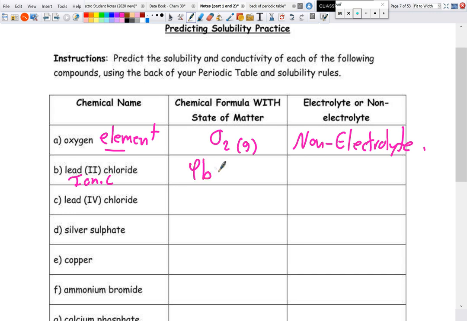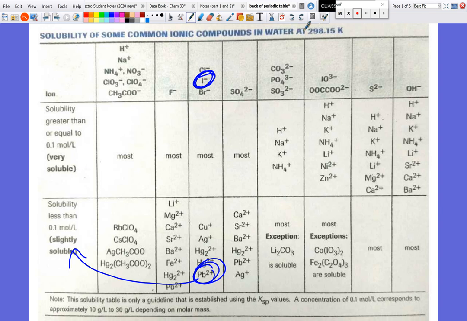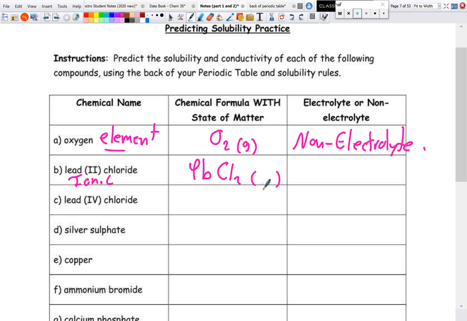So the chemical formula is PbCl2. Now you are going to have to check the ionic compounds if it is soluble or not soluble. So we go back, we have our chloride and lead, is all the way down there, so slightly soluble, right? So that means it's going to stay as a solid and also non-electrolyte.